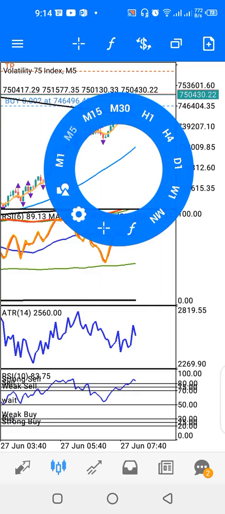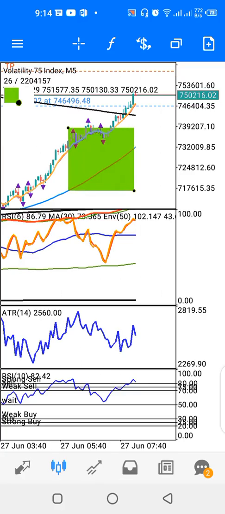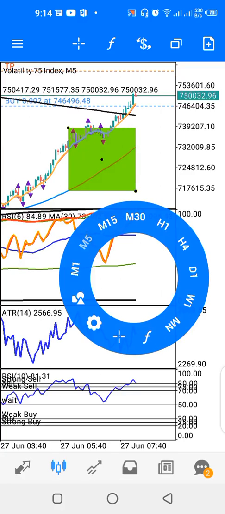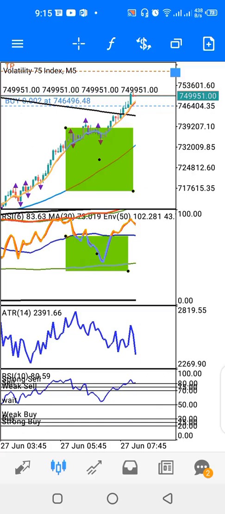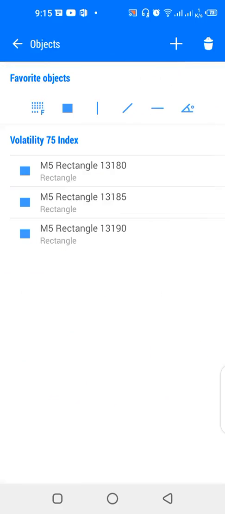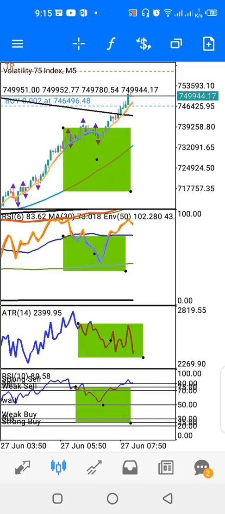I have the main window. This is my main window. I have indicator window 1. This is indicator window 1. I have indicator window 2. This is indicator window 2. And I have indicator window 3. This is indicator window 3.